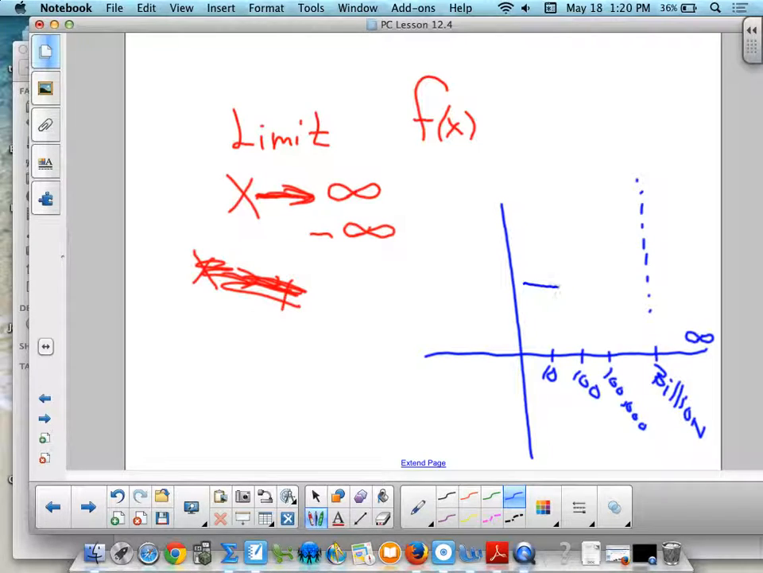Ready? I'm going to go this way and up. As I put in 10, I get this number. 100, I get this number. 100,000, I get this number. Something right about here, now I'm getting a bigger number. So am I approaching some number? What number am I approaching as I go up and up and up? Well, positive infinity forever that way, but that's not a number.